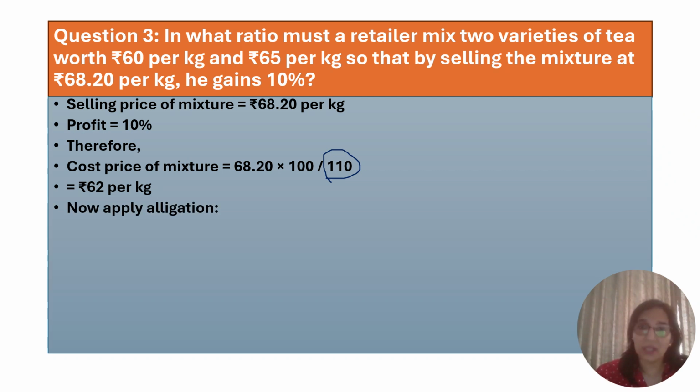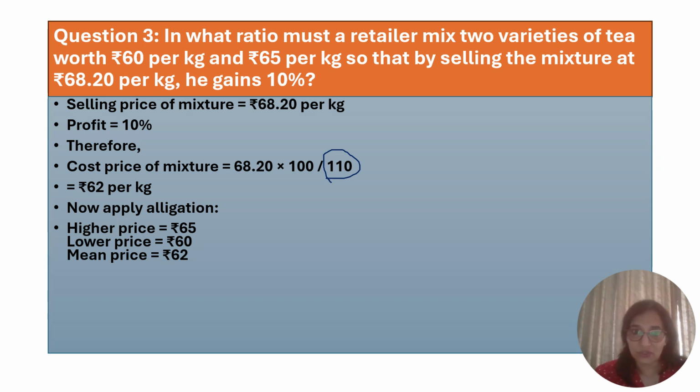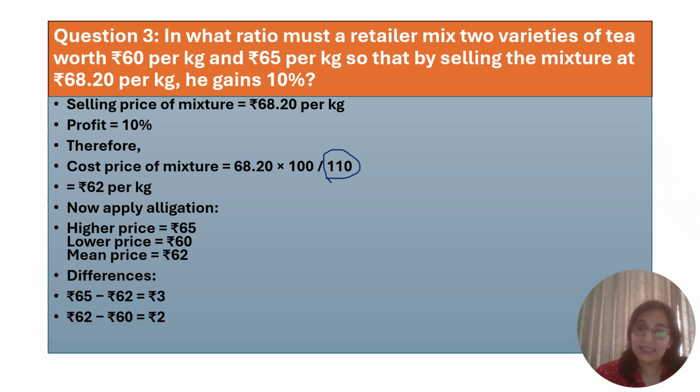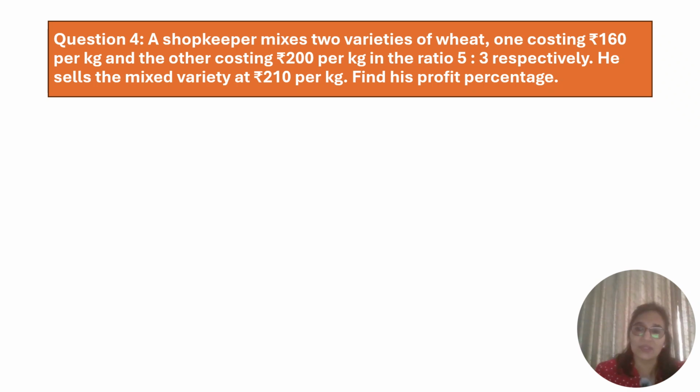Now you need to apply the rule of alligation. So you get the higher price is 65, the lower price is 60, which is mentioned and given. The mean price is 62. So what are the rules you have to follow? The differences are 65 minus 62 and 62 minus 60. So you get 3 and 2. So what is the required ratio here now? It is 3:2.